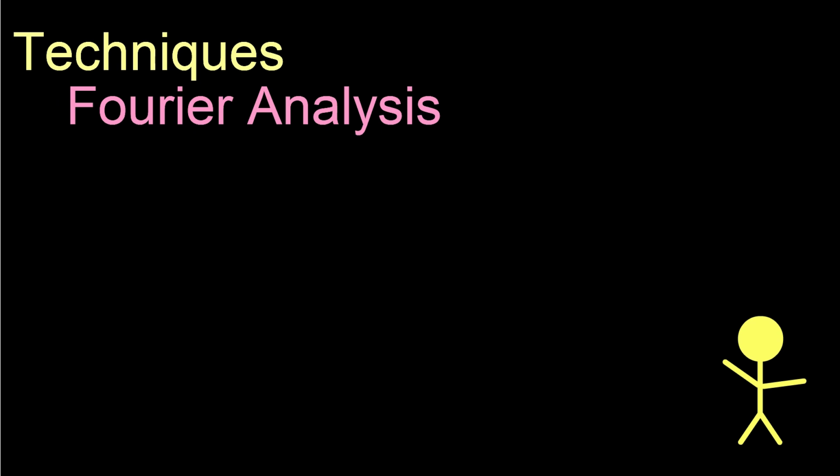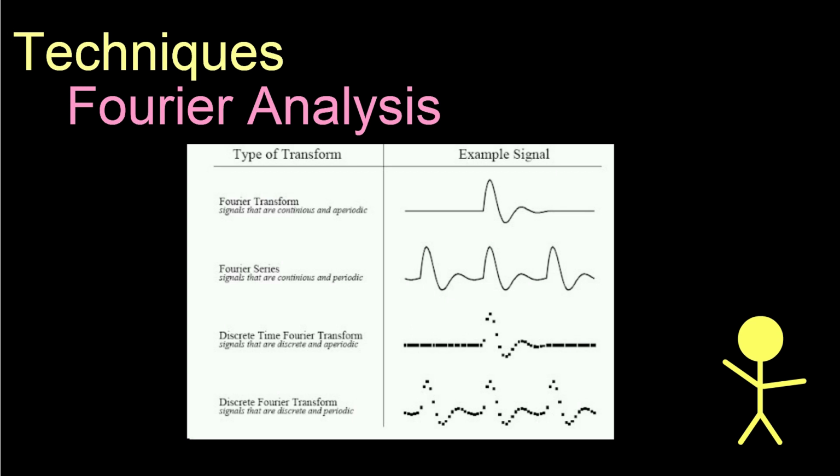The next technique is called Fourier analysis. It's actually a family of operations. There are 4 categories. For signals that are continuous and aperiodic, we use the Fourier transform. For signals that are continuous and periodic, we use the Fourier series. For signals that are discrete and aperiodic, we use the discrete time Fourier transform. And for signals that are discrete and periodic, we use the discrete Fourier transform. All of them are a little bit different, but again, I'm going to be lumping them together.